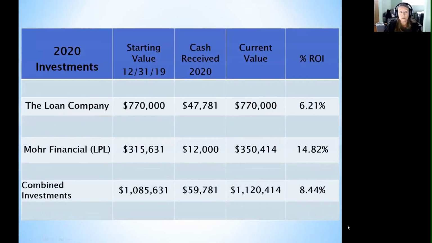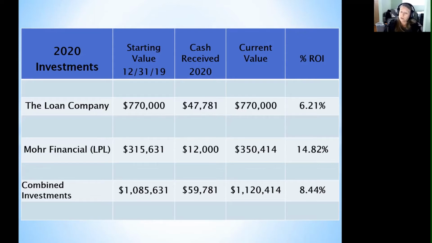I'll just address the investments that we have. As you know, with the loan company, we now have a total of $770,000 that we're keeping as principal. We received a little over $47,700 last year. So it's a 6.21% return on investment. More Financial does give us a $3,000 check quarterly. That's the $12,000 in cash received. But even after we took that out, at the end of the year we still had over $350,000 in there. So just under a 15% return on investment there.